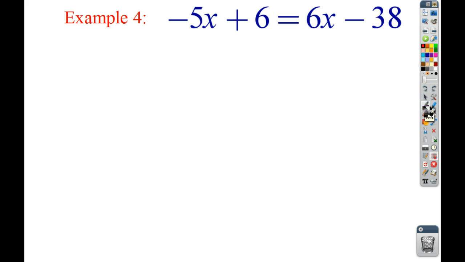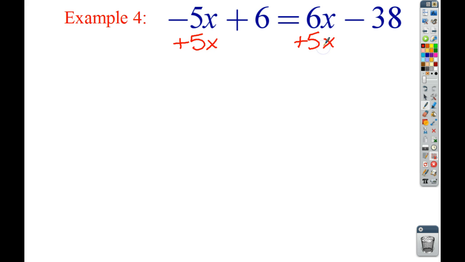All right, so in this case, I have negative 5x plus 6, and then I have a positive 6x minus 38. So the 6x is higher, so let's get rid of this. So I have negative 5x. What do I want to do to get rid of it? I'm going to add 5x, and then I'm going to add 5x.